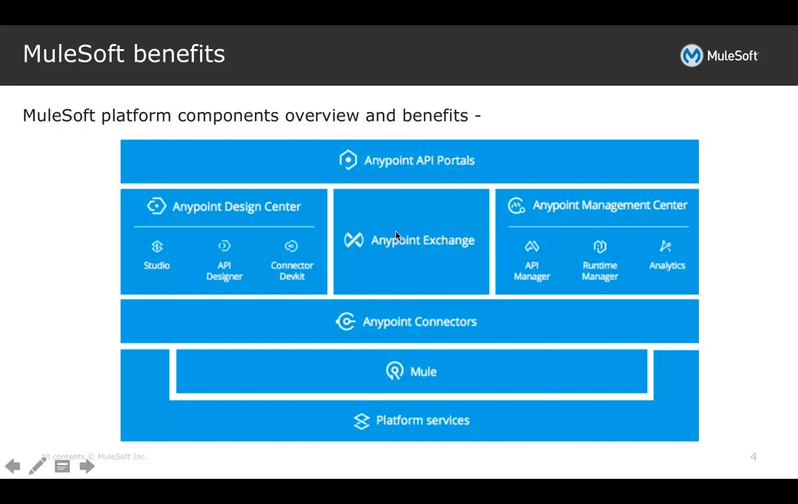The other component we have is Anypoint Exchange, which is home to the complete listing of connectors, templates, and examples of APIs. Exchange can also be used by an organization to keep private assets and internal best practices which can be shared within the organization. The third component we have is Anypoint Management Center, where we have API Manager, Runtime Manager, and Analytics.